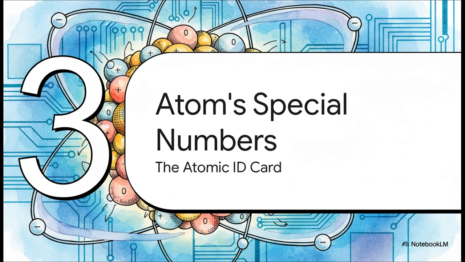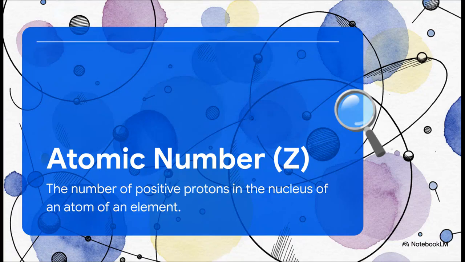All right, now that we know all the parts, let's look at an atom's special numbers. You can think of them like an ID card. They tell us exactly what kind of atom we're looking at. The first one, and honestly the most important one, is the atomic number, or al-adad al-dharri. This is super simple. It's just the number of protons in the nucleus. That number is what makes every element unique.